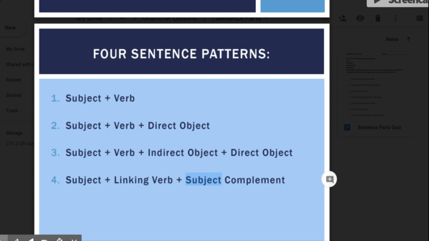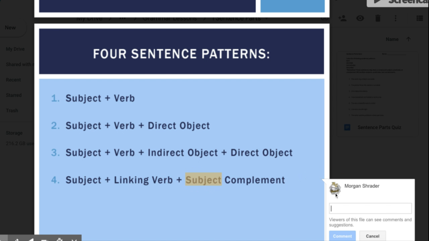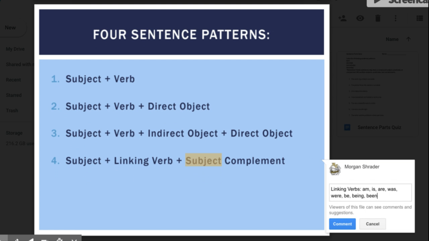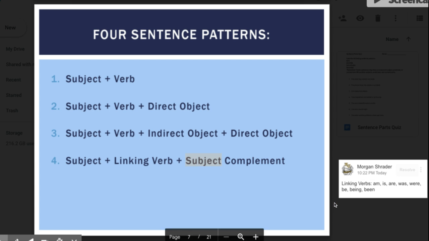But when you have the linking verb, let's just make another note here. Remember, linking verbs, we need to know these: am, is, are, was, were, be, being, been. If you can memorize all these, I will give you candy. You got to work at it. They're tough, but you need to know them. Got to come back tomorrow, have them memorized, and then you can tell me, and I'll give you a piece of candy. All right, so those are your linking verbs.